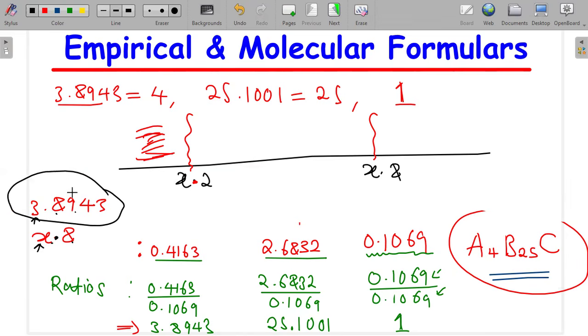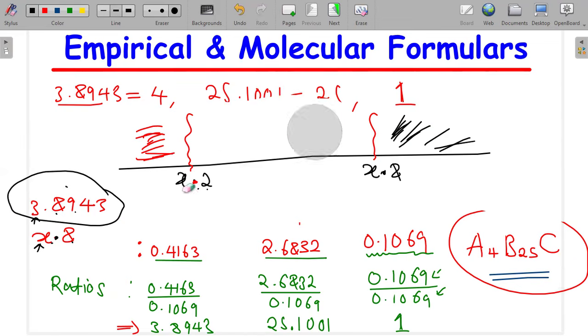So it means that the value here is somewhere after the x point 8, I mean. So it means that we can round off. We can only round off if the number after the decimal point is less than 0.2, okay? Or if the number after the decimal point is greater than 0.8, okay? If it's in between here, we can't round off. Never round off. Otherwise, you're going to find the wrong empirical formula.